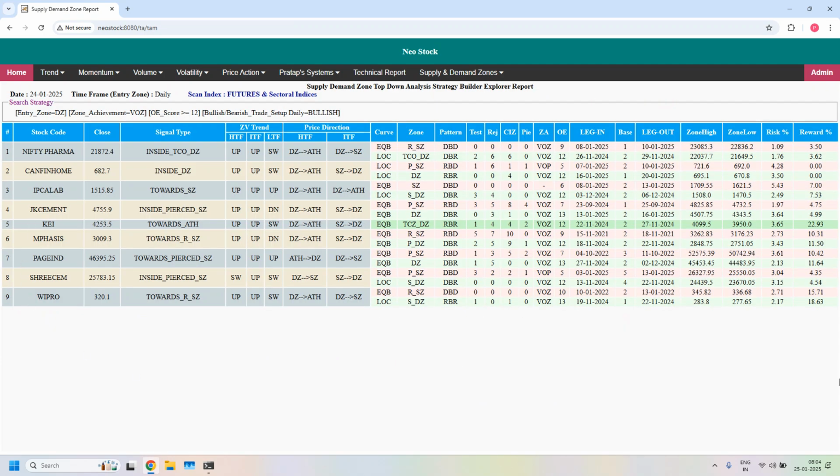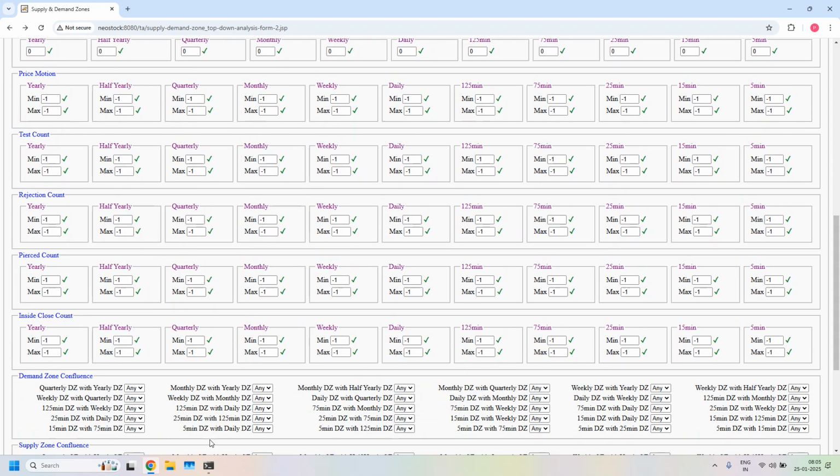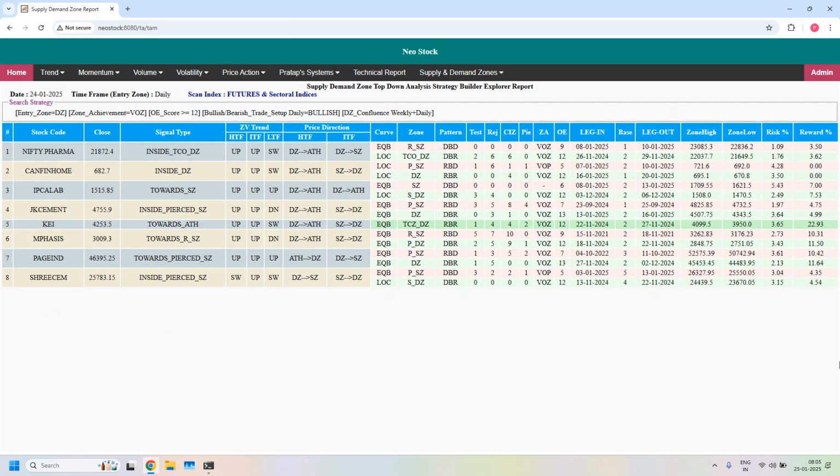So we got 9 stocks. All these 9 stocks are supporting bullish trade setup for monthly income trade, entry time frame, daily demand zones. We can further filter this list based on zone confluence to find the high probability zones. So first filter is LTF, ITF demand zone confluence. That is a daily demand zone with weekly demand zone confluence. With this filter we got 8 stocks.